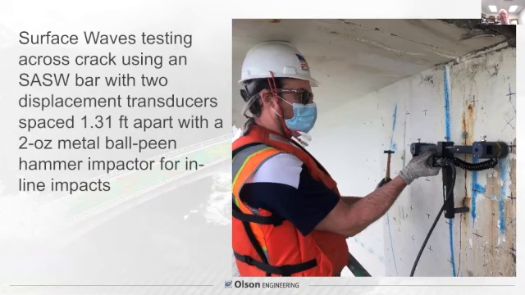So here we're doing our testing. Again, back to the girders. We're doing it horizontally. You can see the impact's going to be applied in line on the left, spread out, measuring the responses at the first receiver closest to the impact and the second receiver further away. And this was 1.31 feet apart with a small light ball peen hammer hitting with the ball end, just to get a higher frequency energy.